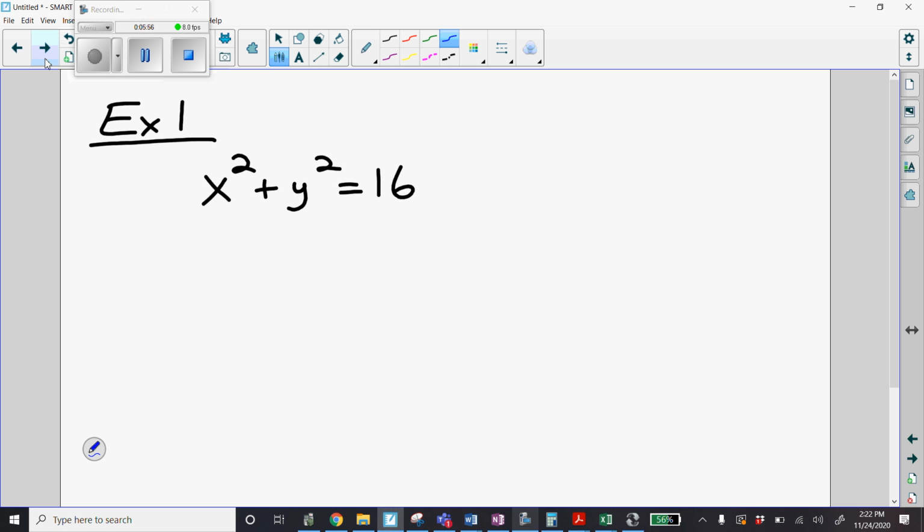So let's take a look at an example 1. Okay, so here we see an equation that says x squared plus y squared equals 16. Now we've seen equations like this before. I know in my geometry class we go over equations like this. If we remember, this is the equation for a circle centered at 0, 0 with a radius of 4. So if we just think about this graph for a second, it would look something like this.